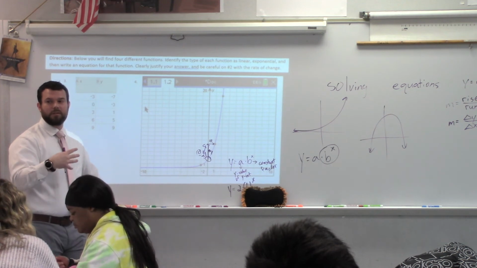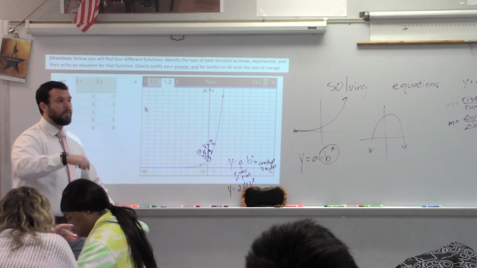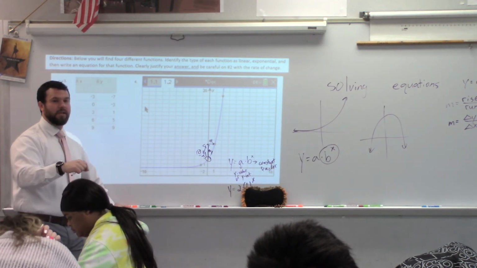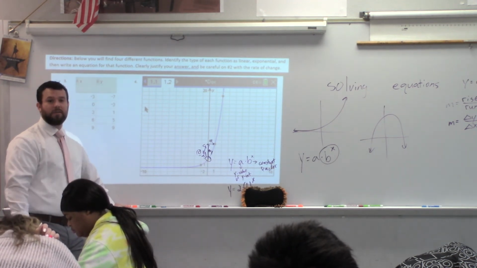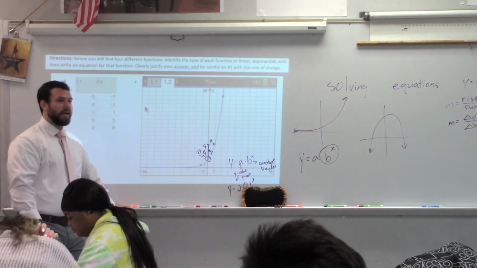Slope, right? But that goes for a linear function, right? Remember, a slope is only a constant additive rate of change. Does this function have a constant additive rate of change? No. It has a constant factor.